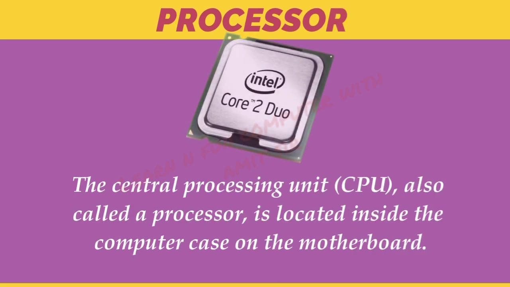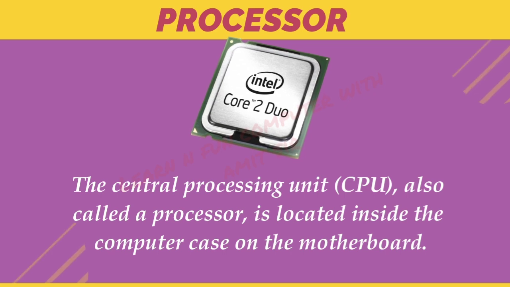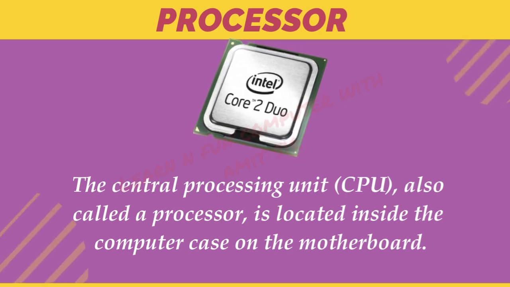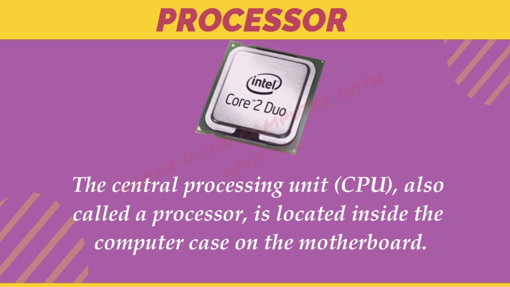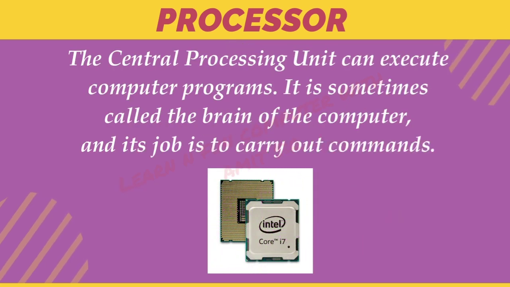Next is processor. The central processing unit or CPU is also called a processor, which is located inside the computer case or CPU box on the motherboard. The central processing unit can execute computer programs. It is sometimes called the brain of the computer, and its job is to carry out the various instructions and commands in the computer system.